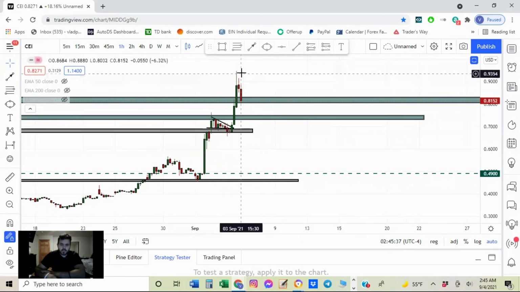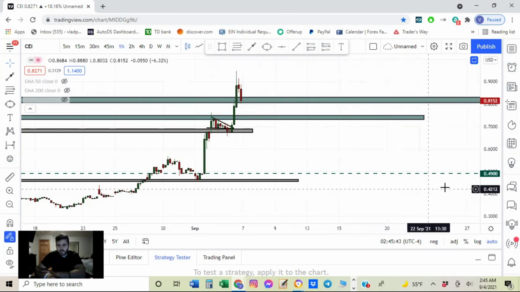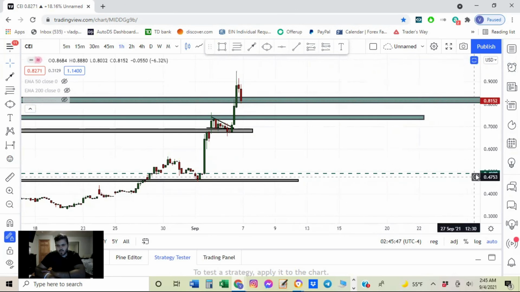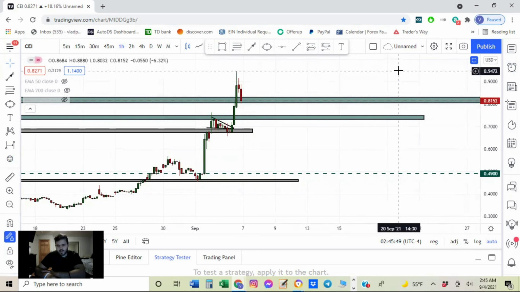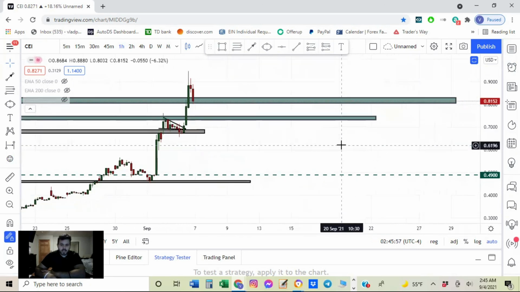And then by the end of the day, I'd say by the next day, it actually hit over 100%. Just about almost 100%. It hit 95 cents. So almost hit 100%. We're looking at like 90% in just a day.